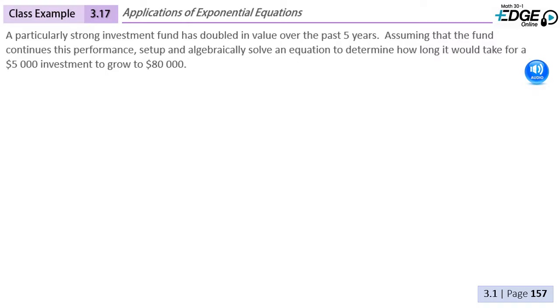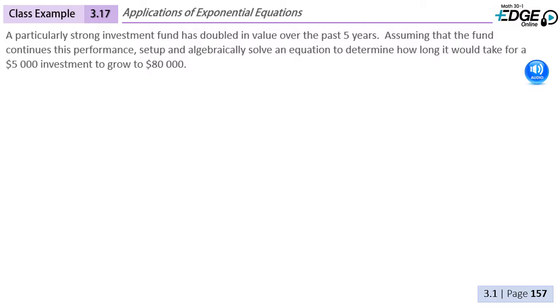Class example 3.17 is a classic application of an exponential equation. Here, we're told that a particular investment fund has doubled in value over 5 years. We assume that the fund continues at this same rate of growth and are asked to set up and algebraically solve an equation to determine how long it will take to grow to $80,000.